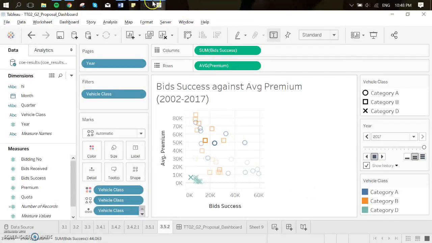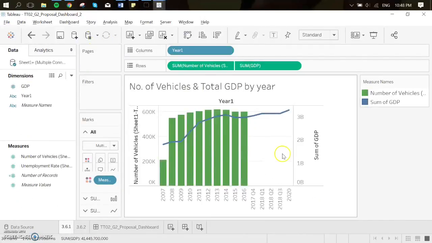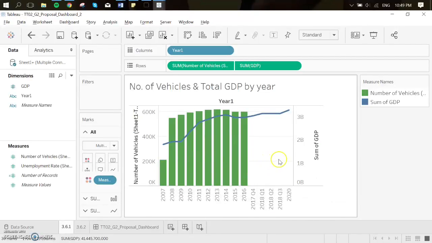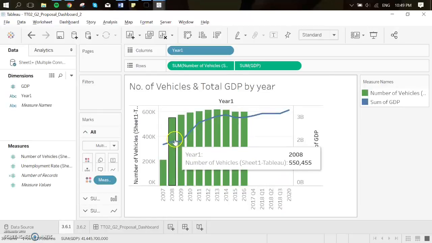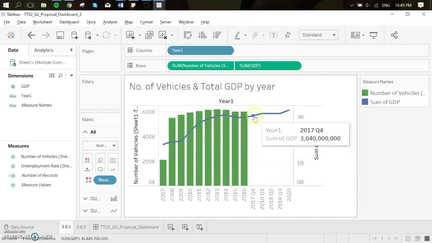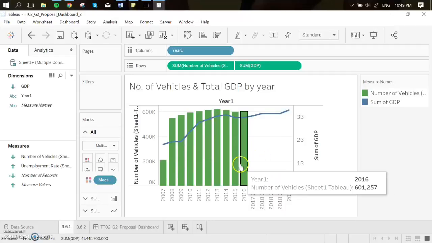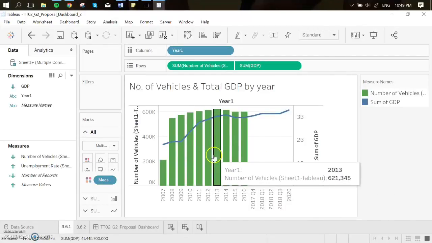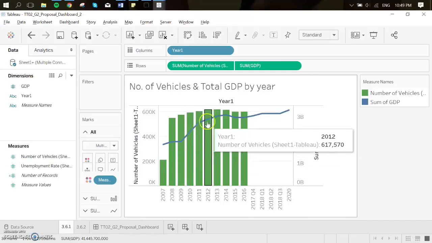Now for 3.6, we'll be looking at vehicle ownership. Our first business question is asking, is there a correlation between GDP, unemployment rate, and car ownership? Now to find out the answer, our first graph is looking at the number of vehicles and the sum of GDP. Using the sum of GDP in a linear graph, we can see that there's a direct proportional relationship, as when vehicle number increases, the sum of GDP increases with it as well.